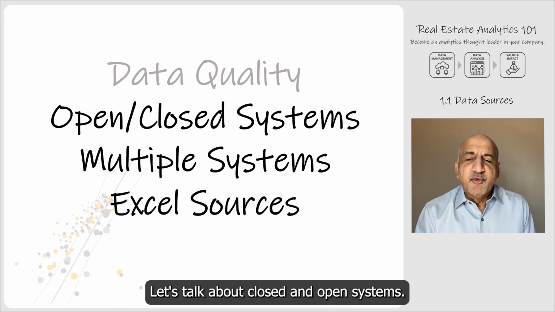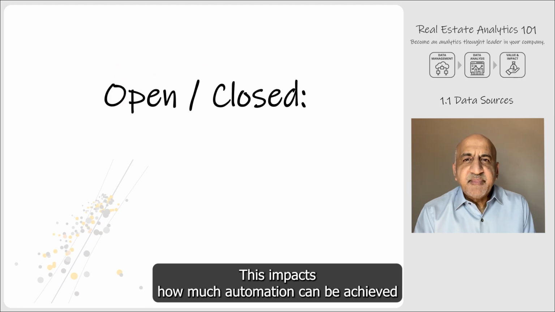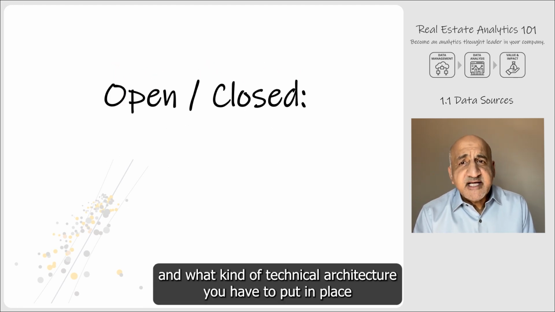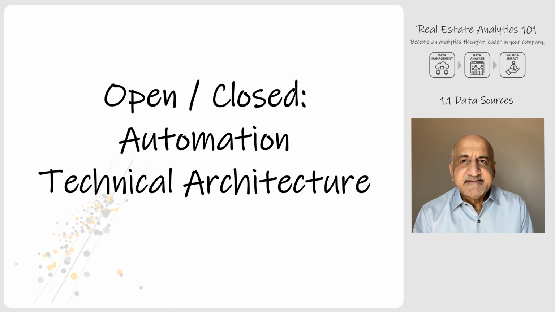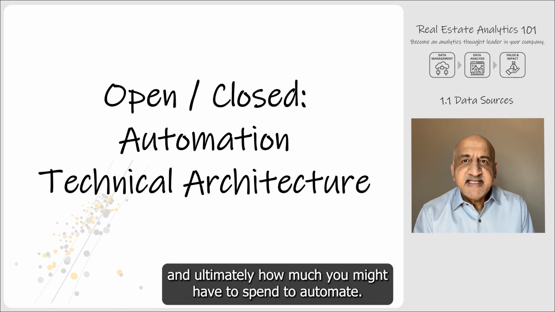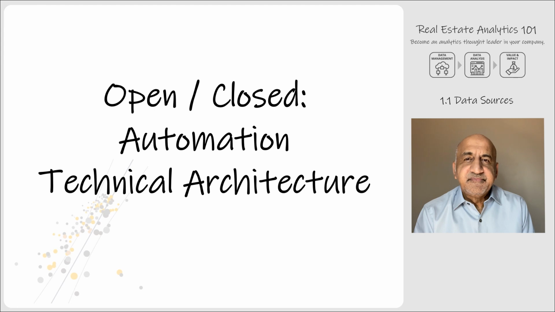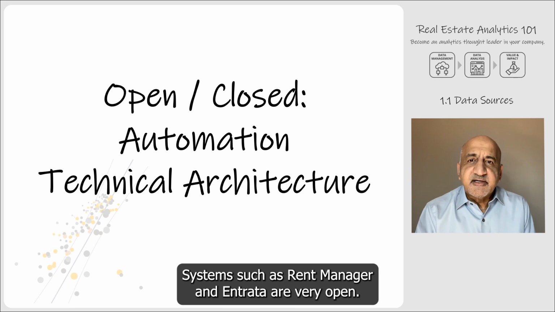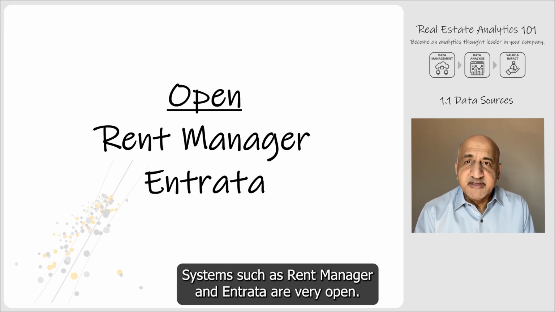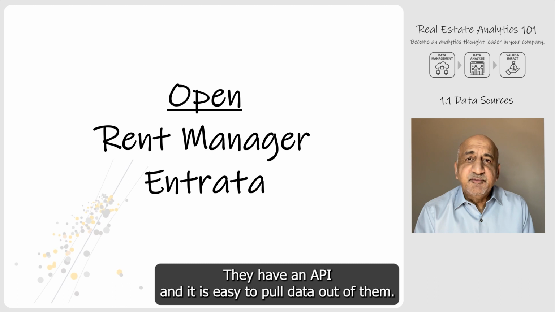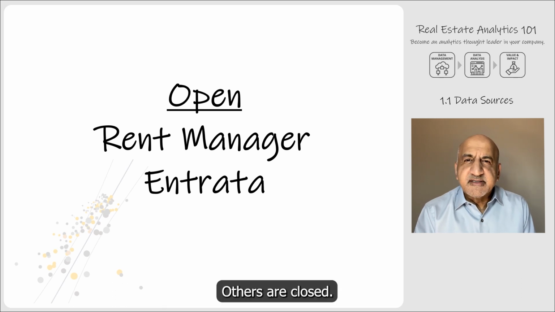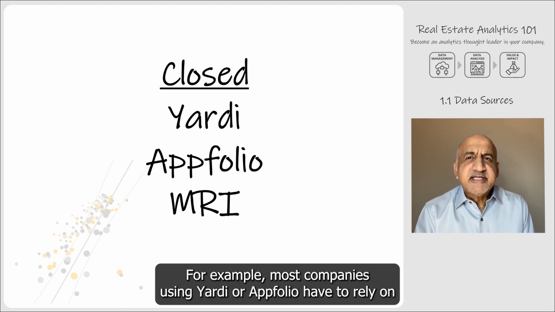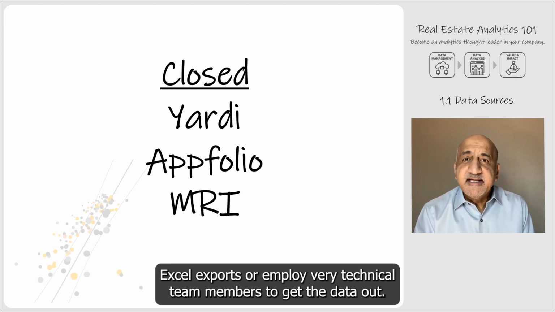Let's talk about closed and open systems. This impacts how much automation can be achieved and what kind of technical architecture you have to put in place. And ultimately, how much you might have to spend to automate. See, some systems are open and some systems are not. Systems such as Rent Manager and Entrata are very open. They have an API and it is easy to pull data out of them. Others are closed. For example, most companies using Yardi or AppFolio have to rely on Excel exports or employ very technical team members to get the data out.